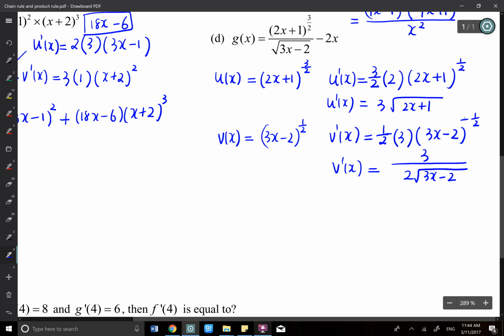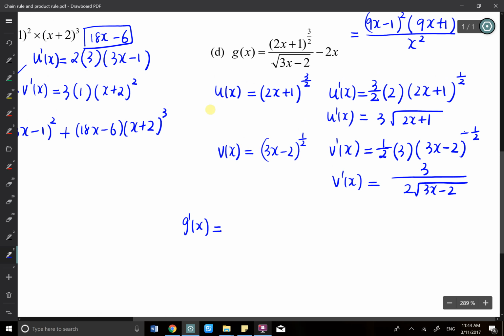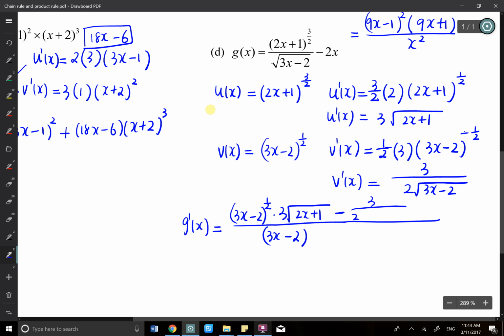Okay, let's think about what's g'(x). g'(x) will be, square the bottom. If you square the bottom, that's just 3x - 2. And then you will keep v(x). So v(x) is 3x - 2 to the power of half, times u'(x), so it's 3 square root (2x + 1). And minus, now you derive the v side. So that's 3 over 2 square root (3x - 2).